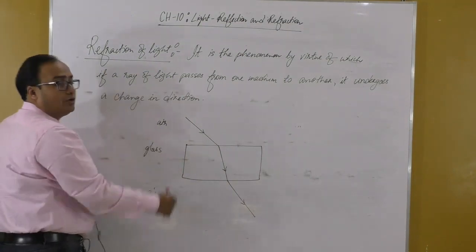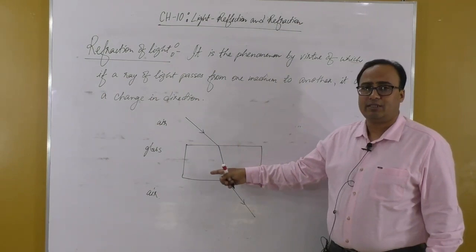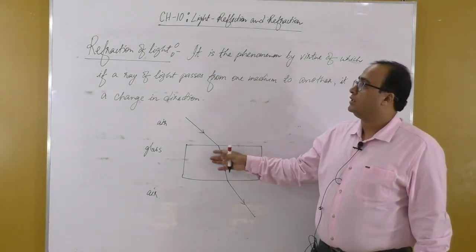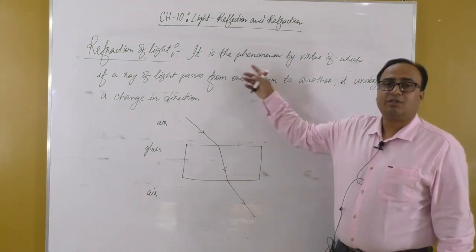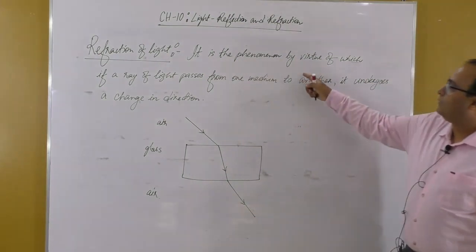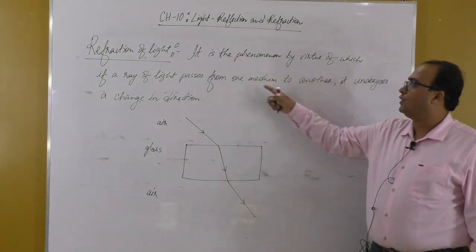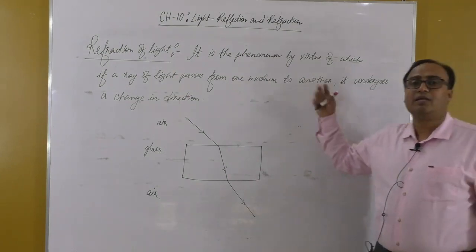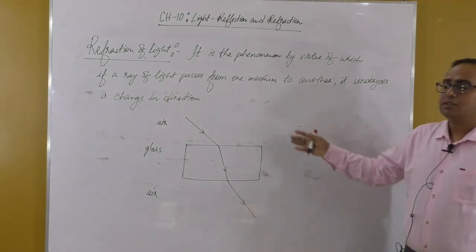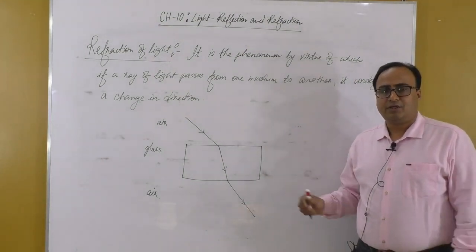And this phenomenon of changing direction of light rays, when light rays pass from one optical medium to another optical medium, is called refraction of light. Now look at the definition. It is the phenomenon by virtue of which when a ray of light passes from one optical medium to another, it undergoes a change in direction, and this is refraction of light.